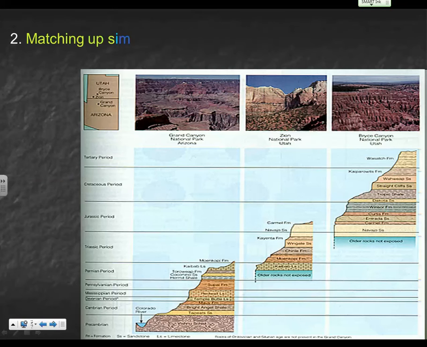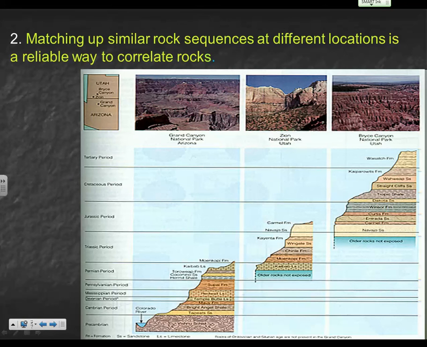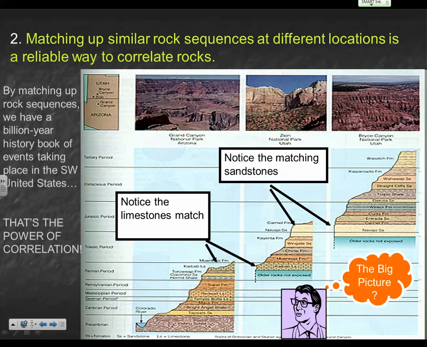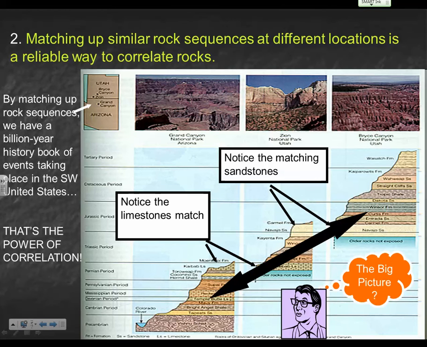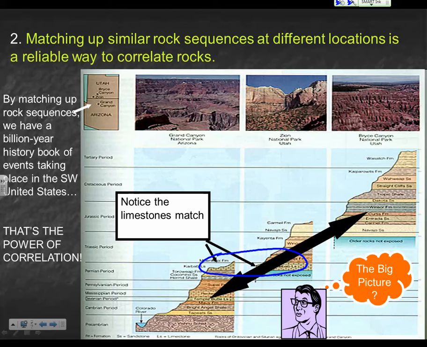Now here's a great example of correlating rock layers. This is another technique where you could use walking the outcrop in this, but imagine matching up similar rock sequences, so patterns now at different locations. This can be a reliable way to correlate rocks. And what we have here are some matching patterns of rocks in the Grand Canyon National Park in Arizona, Zion National Park in Utah, and in the far right, Bryce Canyon National Park in Utah. And by matching up the similar rock sequences, you can see how they overlap a little bit. They overlap in here, and they overlap a little bit here.